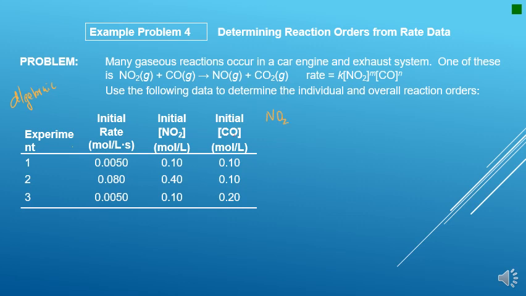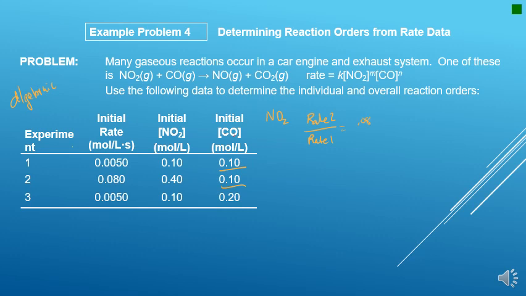So for the NO2, we want the CO to stay the same. If you notice, experiments 1 and 2 both have the concentration of CO being held constant. So now I have this part over here with my rates. 0.08 is greater than 0.005, so I'm going to put rate 2 on the top and rate 1 on the bottom.